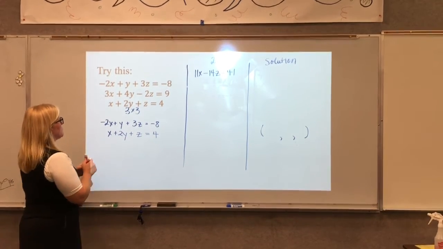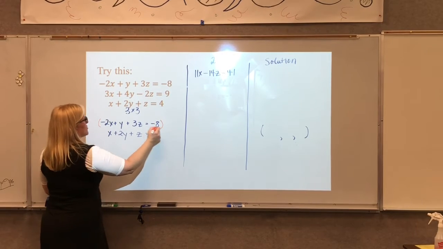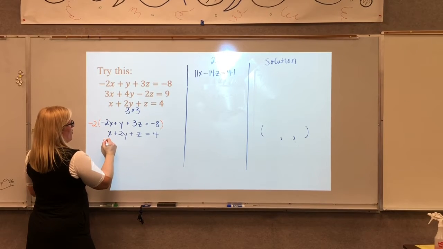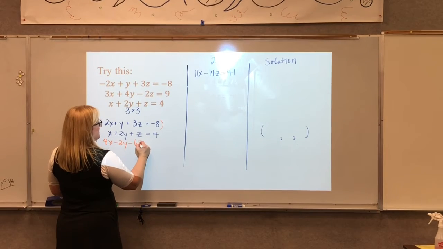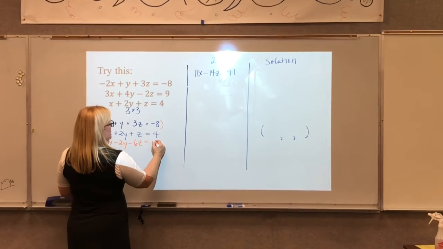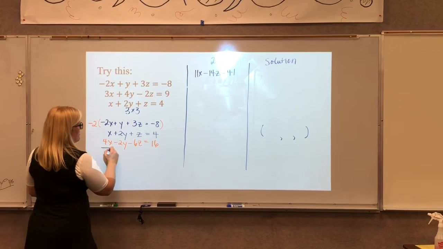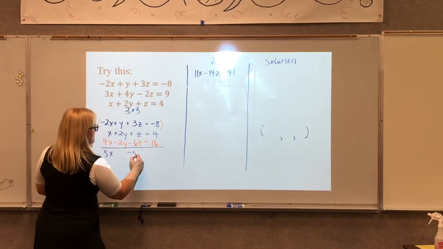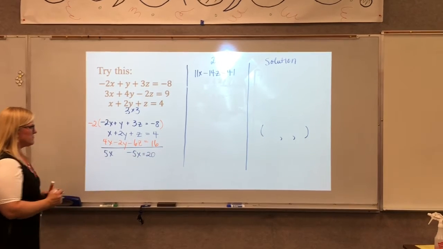So I'm going to multiply through. I want this to be a negative 2y. So I multiply through by a negative 2, and I get 4x minus 2y minus 6z equals 16. And when I add those together, I get 5x minus 5z equals 20.